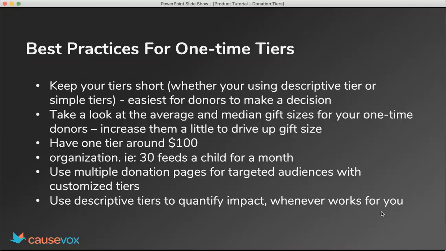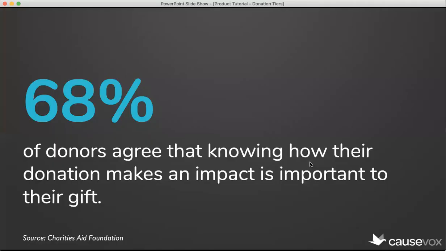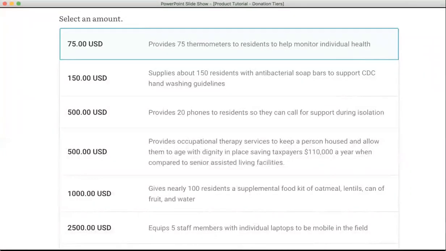So, for example, from what we've seen from the Charities Aid Foundation, 68% of donors agree that knowing how their donation makes an impact is important to their gift. This is an example from Skid Row Housing Trust. They're running a campaign at the moment to raise funds for all of their needs for their residents throughout the pandemic. So $75 provides 75 thermometers to residents. You'll see $150 supplies about 150 residents with antibacterial soap, etc.